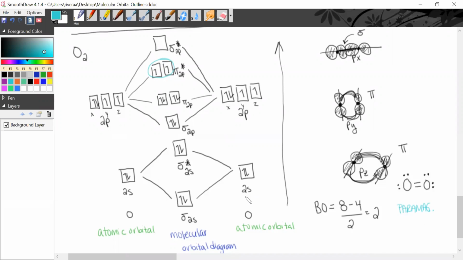Now, all of the examples that we looked at today were called homonuclear molecules. Like it was an oxygen to an oxygen, a hydrogen to a hydrogen, a helium to a helium. But you can do heteronuclear molecules as well. You could do a nitrogen to an oxygen. You can look at these molecular orbital diagrams for really complicated molecules. We're not going to do that.